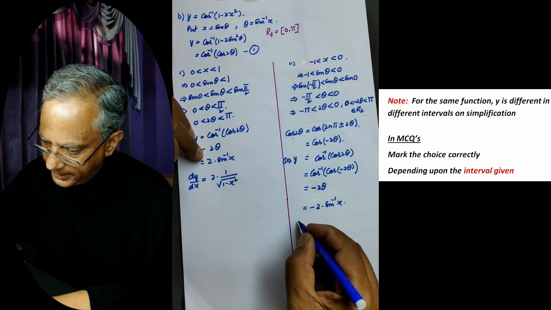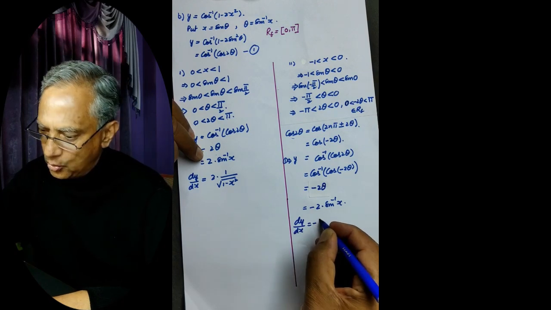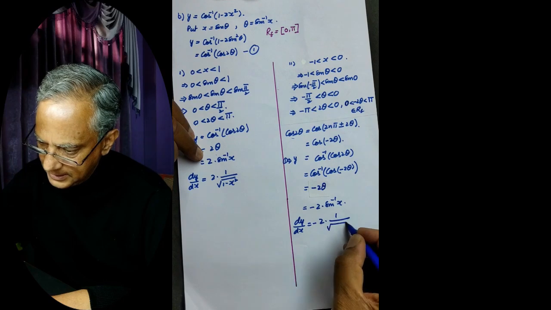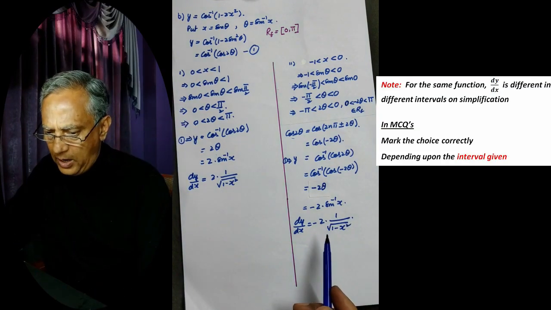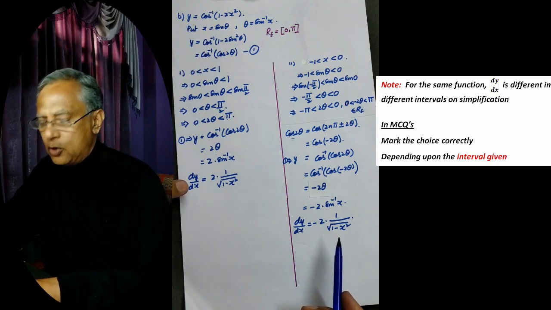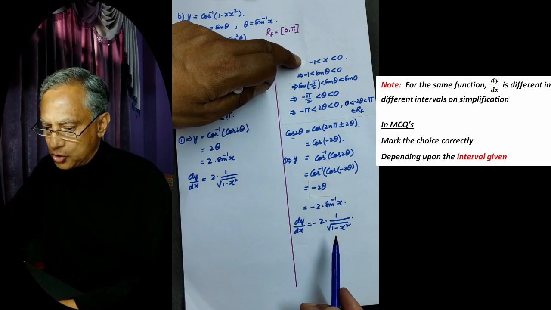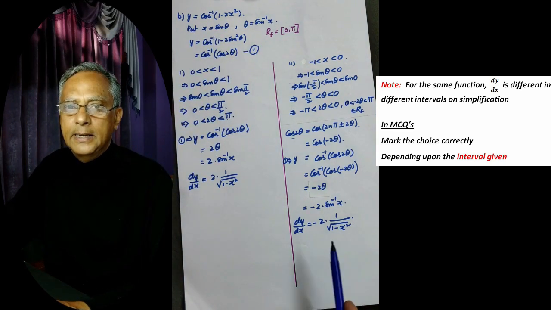Therefore dy by dx must be equal to minus 2 into the differential of sine inverse x, which is 1 over under root 1 minus x square. So what we notice is that in this interval, the derivative is 2 over under root 1 minus x square, and in this interval, the derivative is not this, but minus 2 over under root 1 minus x square.